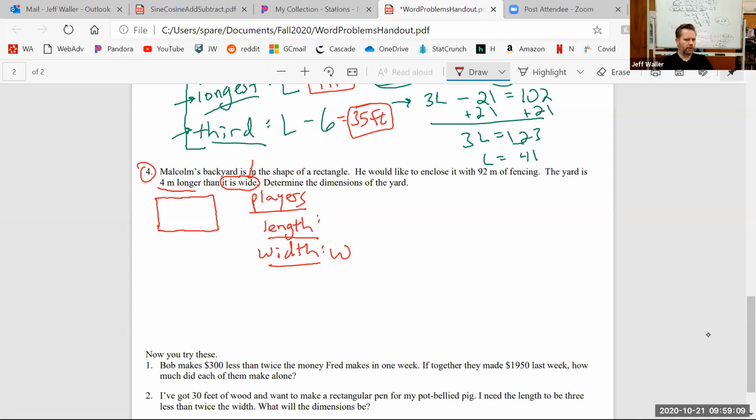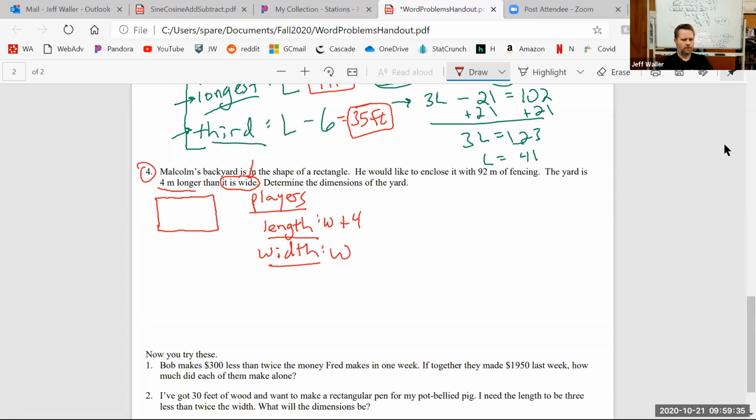And then what can I call the length? Now that I know the width is W, 4 meters longer than it is wide. How do I write what the length is? W plus 4. Good, not 4W. It doesn't say 4 times as long. It says 4 meters longer, so that's going to be an addition. Hold on, guys. Let me redraw my W.